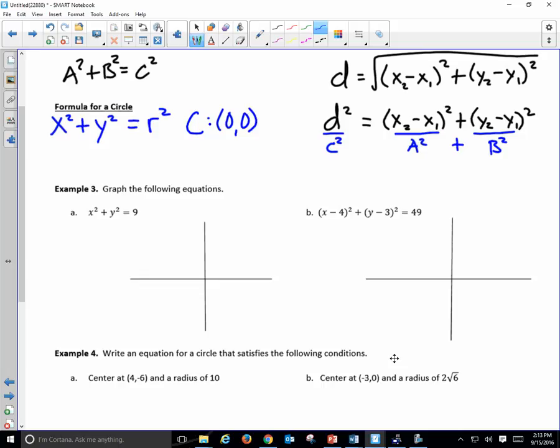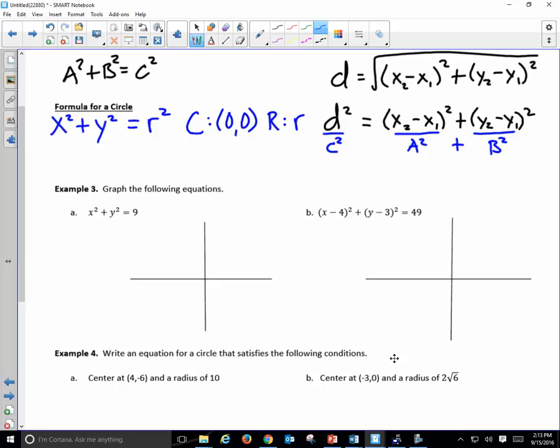Anybody else know what's important to know about a circle? When you think of a circle, what other things come to mind? Radius. The radius is simply r. Now that's the equation of a circle if it's centered at 0, 0.